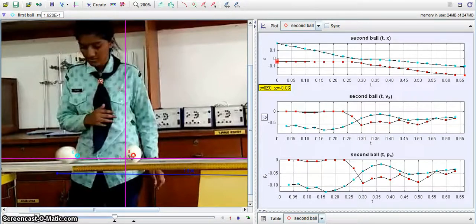So today I'm going to do a tutorial on how to analyze tracker. Alright, now I did one experiment with my student. This is an elastic collision, which is a subtopic of momentum. Alright, now let's see the experiment.